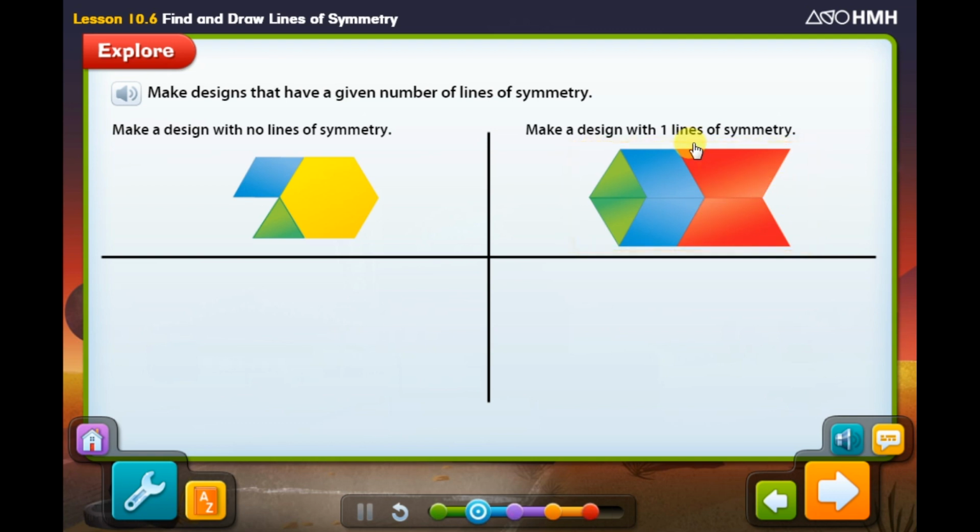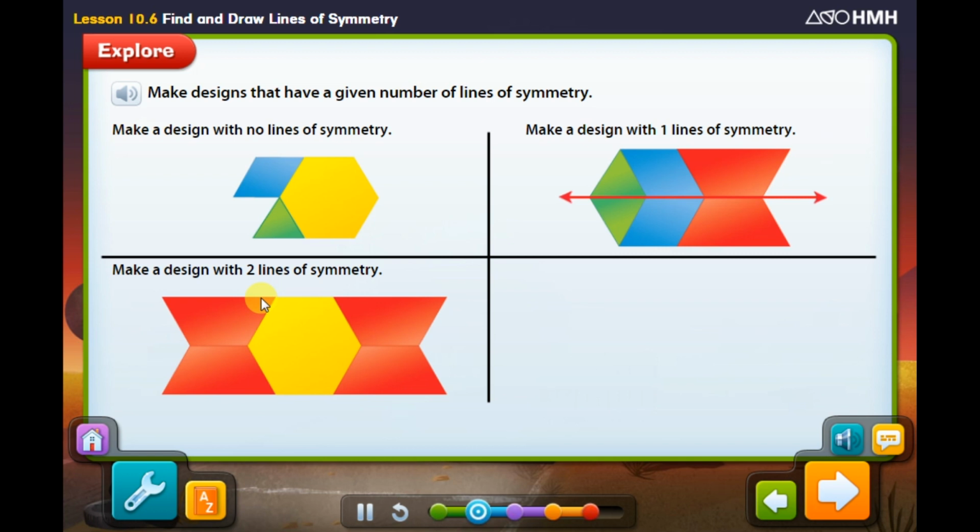So, if you want one line of symmetry, you need just two matching parts. If you need more, like two lines of symmetry, in this case you need four matching parts. Yes, the design has one line of symmetry. Next, let's make a design with two lines of symmetry. This design consists of 4 trapezoids and a hexagon.